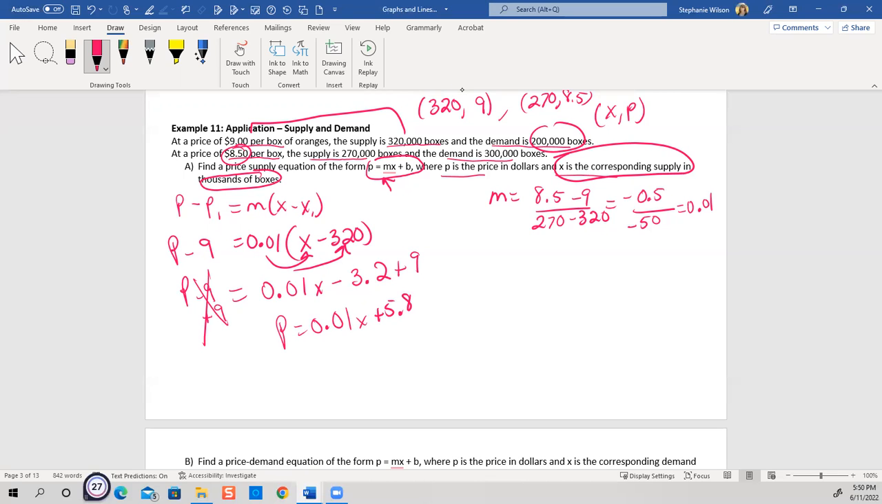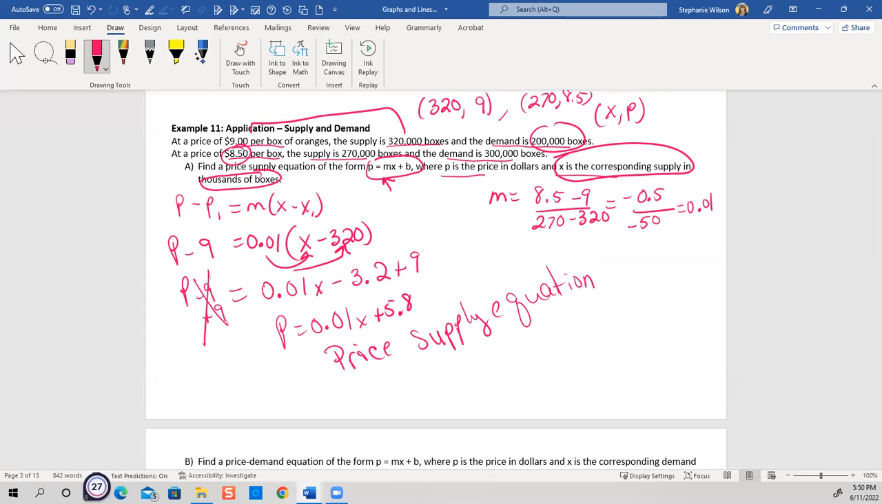Okay, so that is the price supply equation. This is the price supply equation. We're going to need this to answer some more.